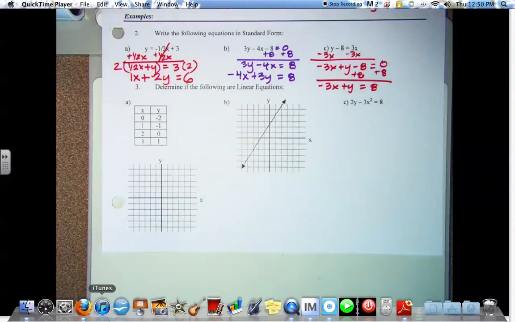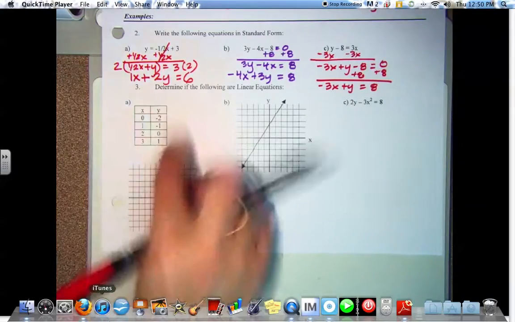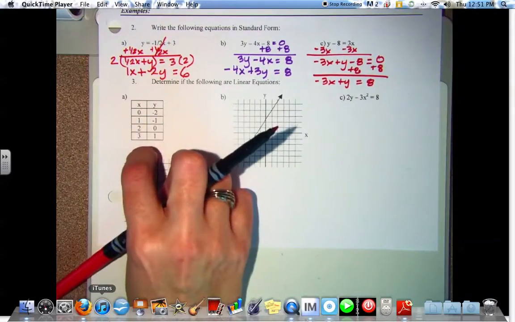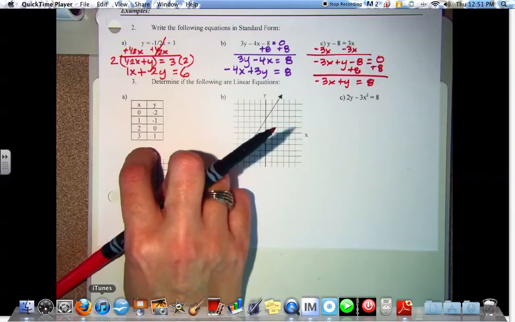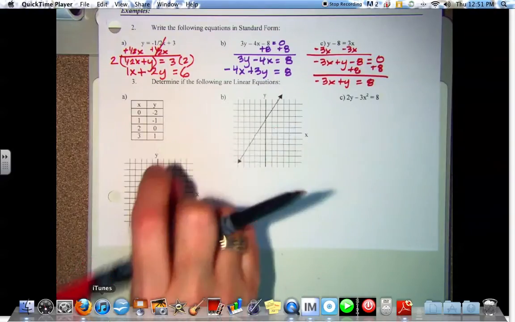All right, so now we need to determine if the following are linear equations. So we've looked at tables of data before. What has to be true about the data in the tables in order for it to be a linear equation? Think about the past couple of weeks when we've looked at data in tables. What are we looking for in the table? That there's a relationship, that there's a slope. We want to see a pattern, right?